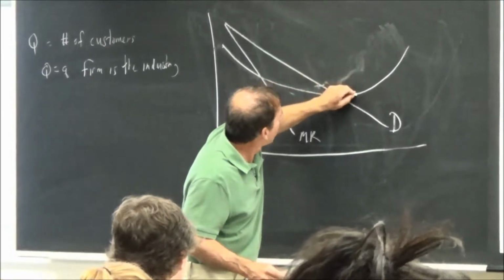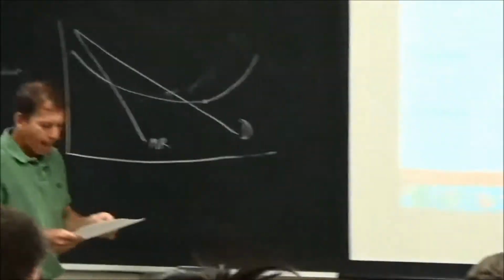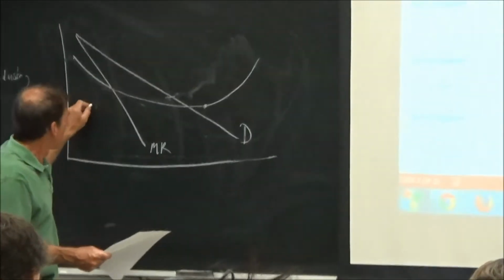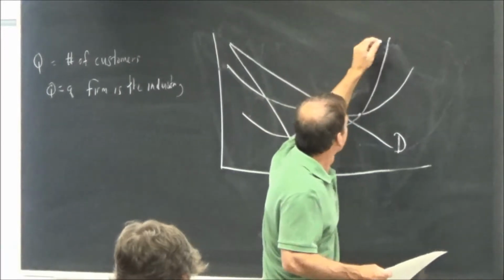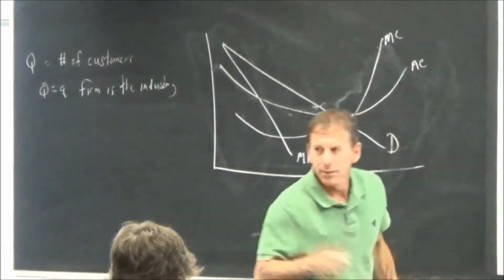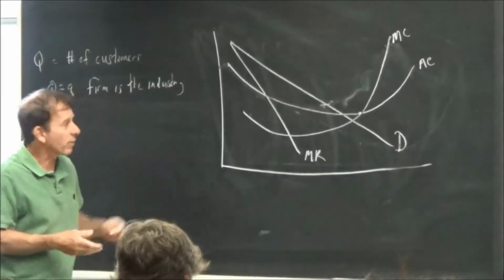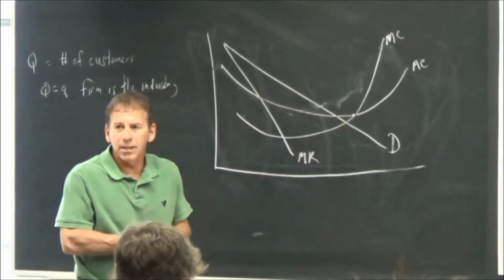So the minimum point for the average cost curve would be somewhere up here. And then the marginal cost curve will kind of come in and swoop through here. That's for MC. Okay, so that's what the graph looks like. So it's very typical, right? It's very similar to the other ones that we had.